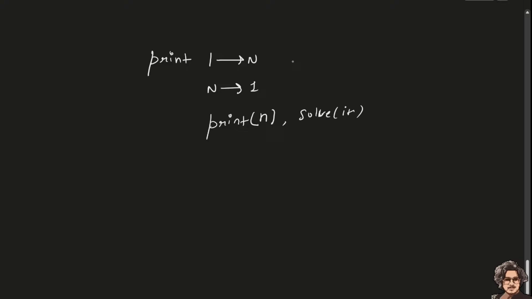Whenever you write a recursive function, write these three things first. Whenever you are writing the problem, the first thing you have to write is what is the smaller problem. Think about the smaller problem we can make.